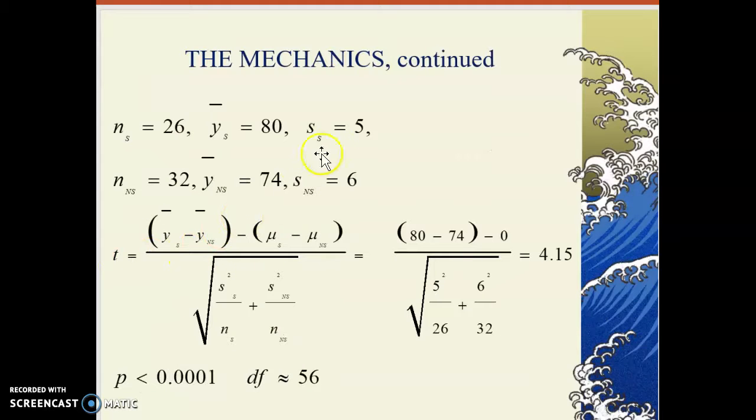So the mechanics, here are all the values that we have. In our smoker group, we had 26 participants. Y bar, which you could also write as X bar, this is the mean, is 80 beats per minute, and the standard deviation is 5 for the sample. Of my non-smoker group, I have 32 people involved. The heart rate mean was 74 with a standard deviation of 6.